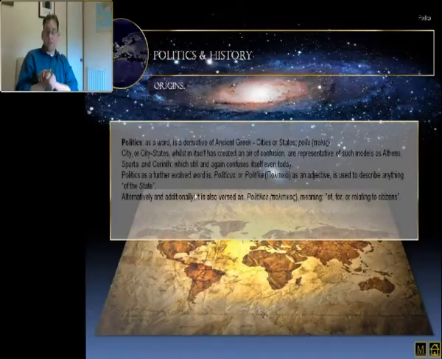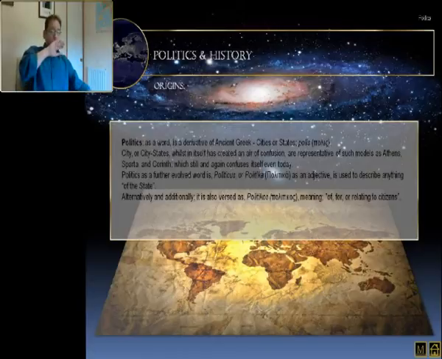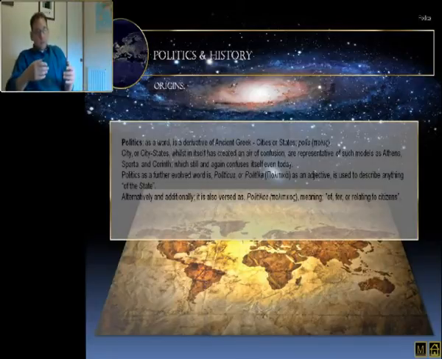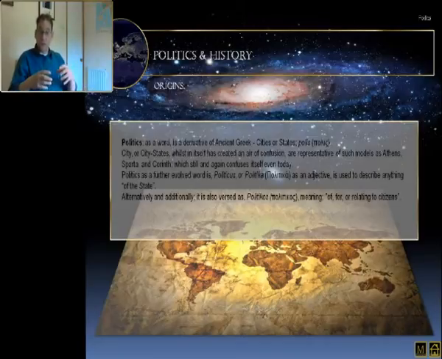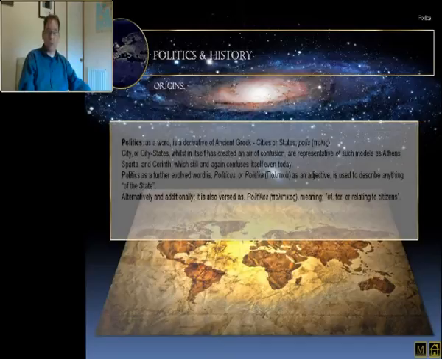Politics, as a word, is a derivative of ancient Greek, cities or states, or polis. There's a Greek variation to it. City or city-states within itself has created an air of confusion representative of such models as Athens, Sparta and Corinth, which still confuse even today. Meaning, when we're talking about confusion, it is about how cities are cities, or why towns are towns, the city and the state, the difference between the two, and states and nations. We'll cover them throughout.